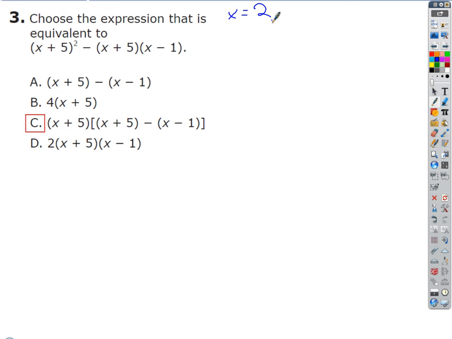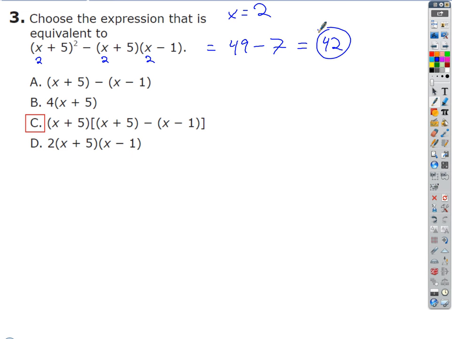So let's pick 2. What's the top one going to give me if I let x equal 2? So that becomes 2 plus 5 squared, minus 2 plus 5, times 2 minus 1. Well, what's 2 plus 5? 7. 7 squared is 49, minus 2 plus 5, which is 7. 2 minus 1 is 1, so 7 times 1 is 7. 49 minus 7 is what?